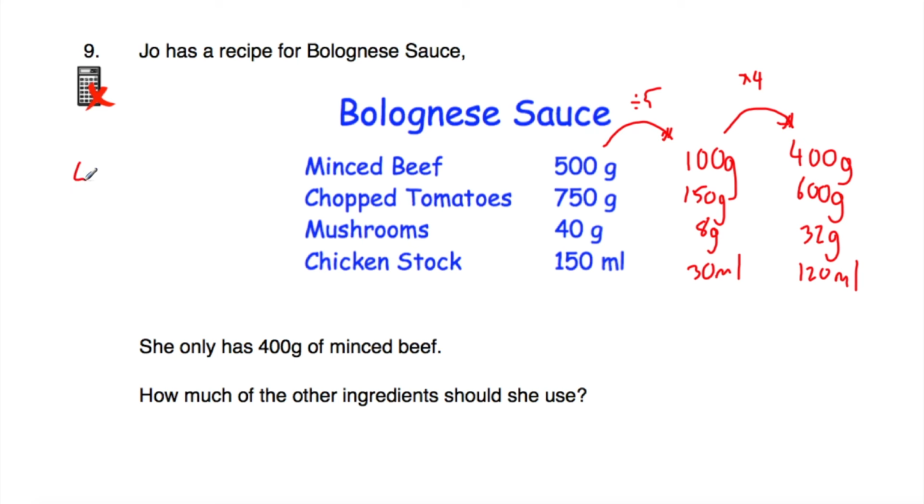400. So we could write that as a fraction and say 400 out of the 500. And if you cancel that down, that's equal to 4/5. So you just need to work out 4/5 of the other ingredients, and that'll tell you how much of the other ingredients you would need. But we've actually worked out 4/5 by dividing by 5 and times it by 4 anyway, so that's it.